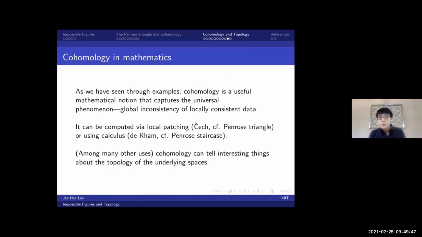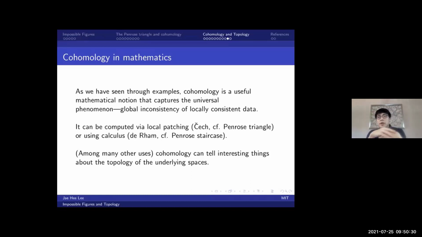Yeah, so now that I've explained to you the two main examples that I wanted to show you today, the Penrose triangle and the Penrose staircase, maybe I'll just try to conclude by explaining why cohomology is so universal and useful in mathematics. Cohomology is a useful notion that is an incarnation of this universal idea: locally consistent data, if you collect all of it, may have some sort of global inconsistency. And cohomology is exactly the mathematical notion that captures that kind of informal idea.